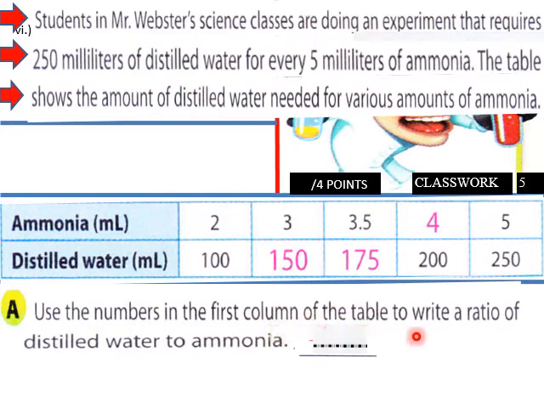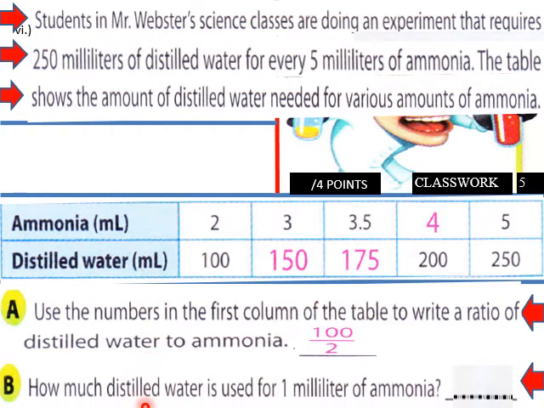Use the numbers in the first column of the table to write a ratio of distilled water to ammonia. So it's 100 to 2, or 50. 100 to 2, and 150 to 3 would simplify to 50 to 1. That's what the ratio is here. How much distilled water is used for 1 milliliter of ammonia? 50 milliliters. So it's 50 to 1, yes?